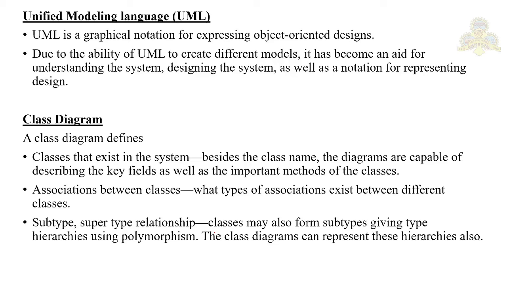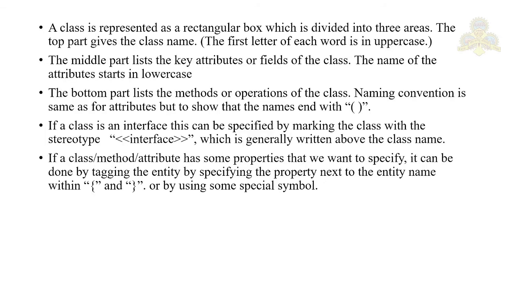The first one is the class diagram. The class diagram represents the classes that will exist in the system, the associations and relationships between them. Then we have the attributes, that means the members or the member functions, whatever things are there, we will represent them. So how can you draw a class diagram? A class is represented as a rectangular box, and that rectangular box is divided into three areas. Okay, so a class will be something like this. It is a rectangle, and it has to be divided into three parts.